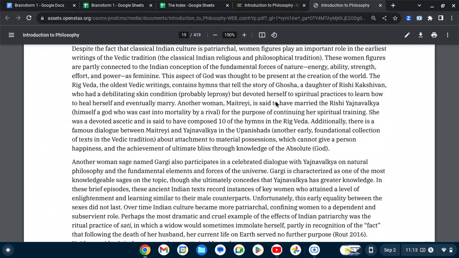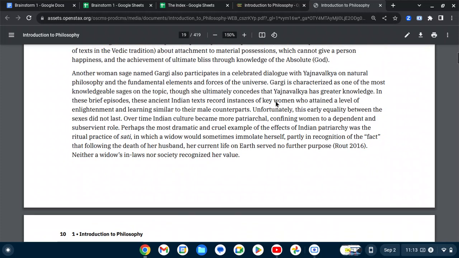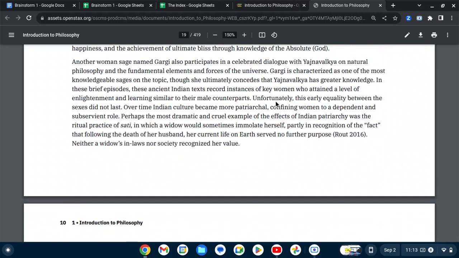Additionally, there is a famous dialogue between Maitreyi and Yajnavalkya in the Upanishads about attachment to material possessions, which cannot give a person happiness, and the achievement of ultimate bliss through knowledge of the Absolute. Another woman sage named Gargi also participates in a celebrated dialogue with Yajnavalkya on natural philosophy and the fundamental elements and forces of the universe.